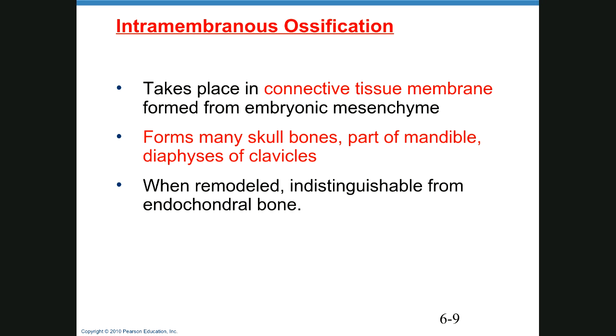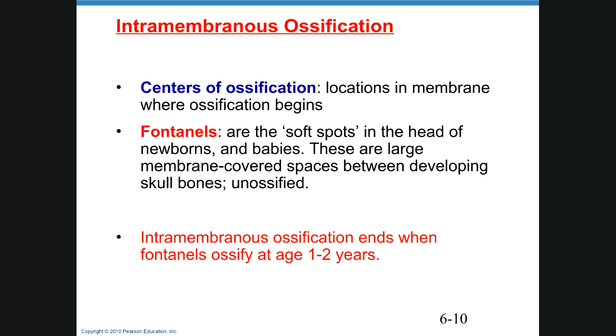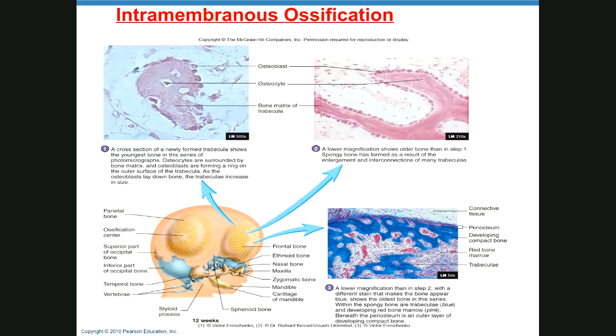Okay. So intramembranous ossification is going to make most of the skull bones, parts of the mandible, and the shaft of the clavicles, the diaphysis of the clavicles. By the time of birth, intramembranous ossification has not ended. It's still going on. So when you touch a newborn's head, you'll feel soft spots called fontanelles, which are the areas where intramembranous ossification is still taking place. It will typically end between 1 and 2 years of age. At that point, the fontanelles close.